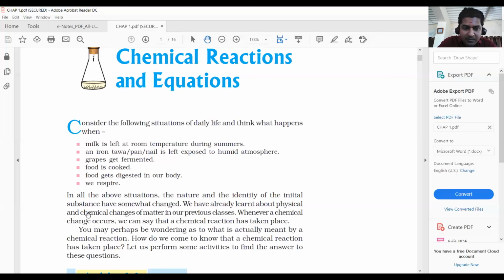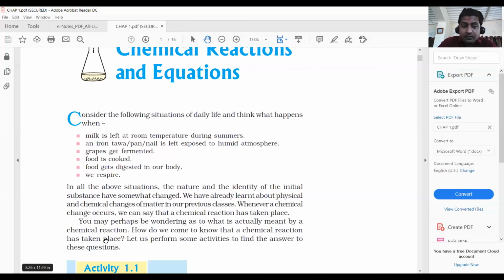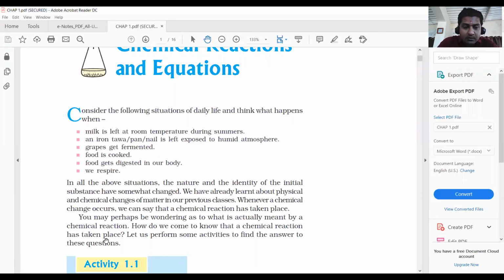You may perhaps be wondering as to what is actually meant by a chemical reaction. We are talking here only about the chemical reaction. In short, how do we come to know that a chemical reaction has taken place?